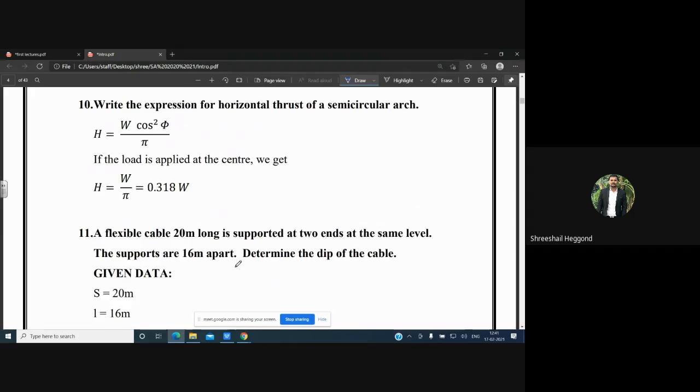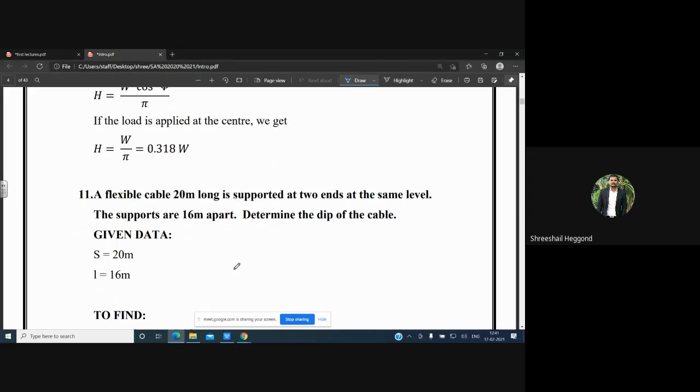Next, an example is given over here. A flexible cable of 20 meter length is supported by two end supports at the same level, and the supports are 16 meter apart. Determine the depth of the cable. How much will be the depth? That we need to find out.